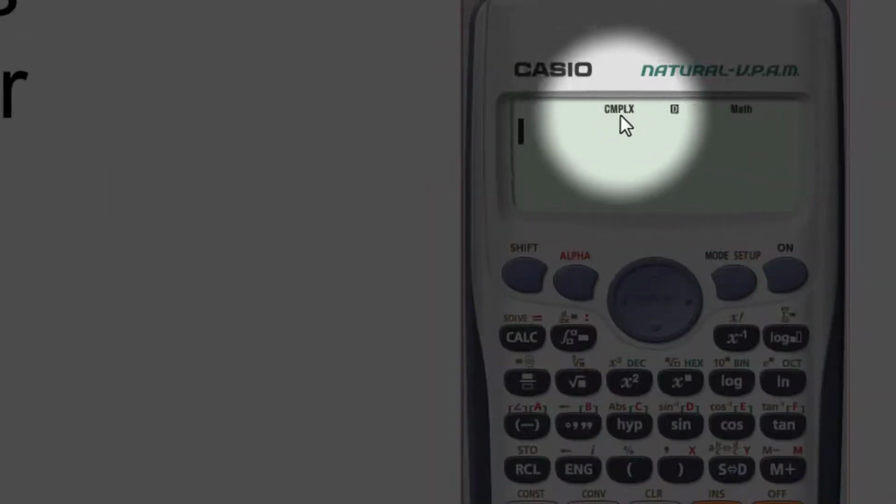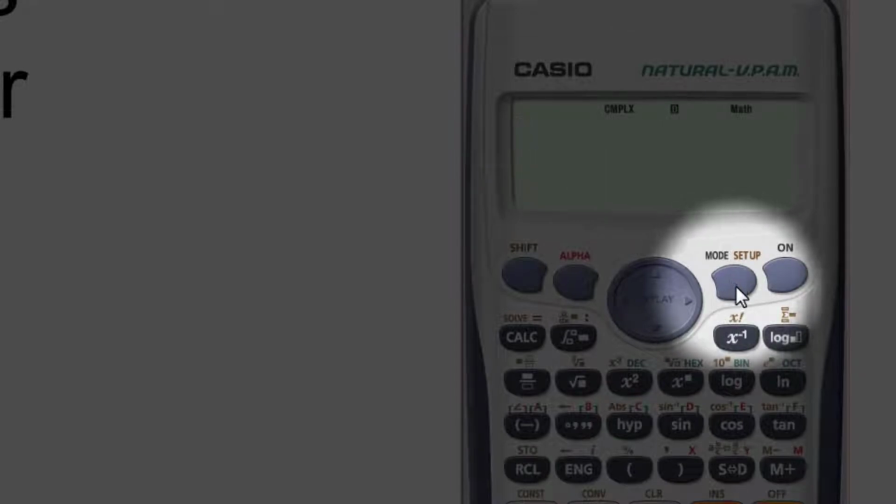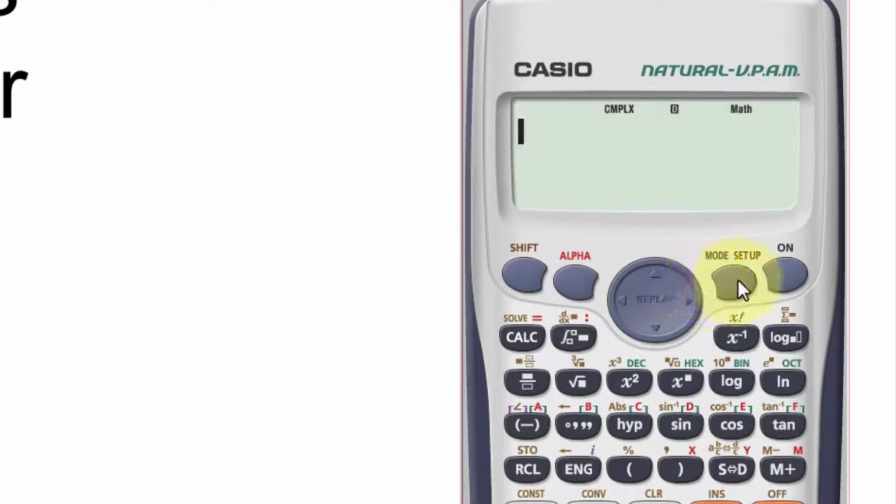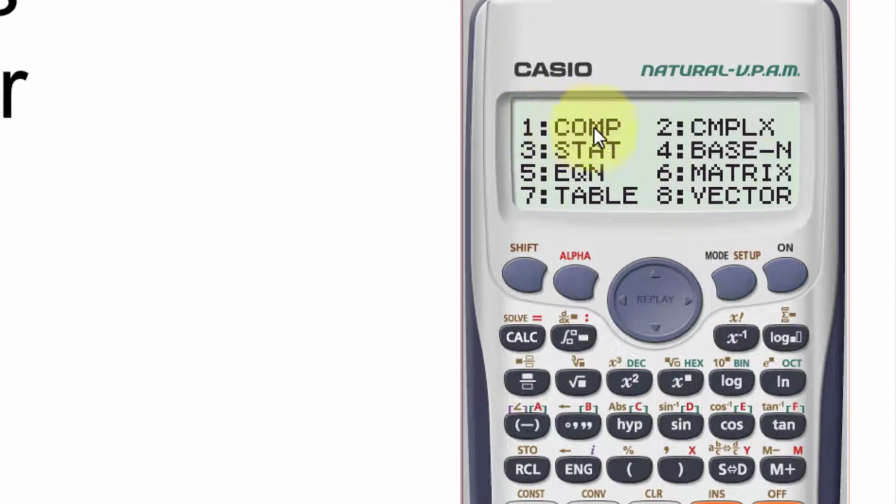This part displays the mode that you are currently in. As you can see, CMPLX stands for complex, so we are currently in complex mode. To switch to the various modes, you can use the mode button. So you click mode, and then this is for our normal computations.